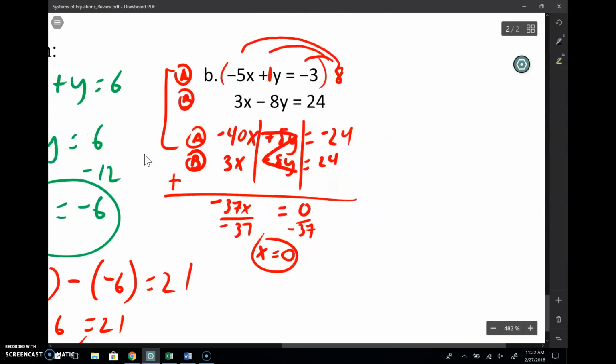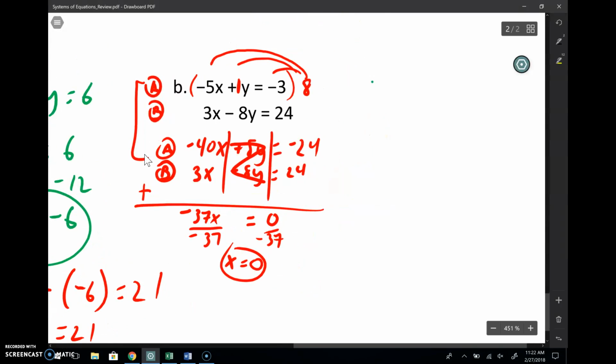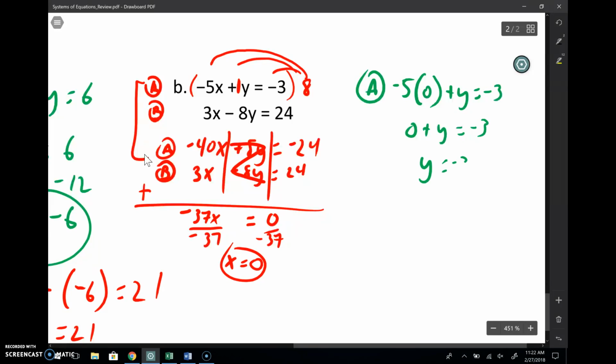Now that I have x is equal to 0, I'm going to go back and solve for y. I will use equation A. Negative 5, instead of x, substitute in 0, plus y is equal to negative 3. Well, 0 plus y is equal to negative 3. That's just y is equal to negative 3. And there's my second solution point, my y value.